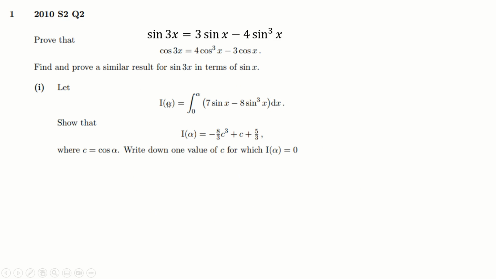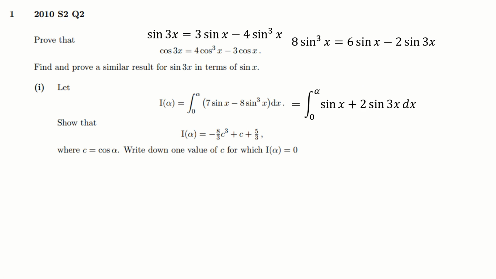Anyway, let the integral I of alpha be this, where alpha is just where it's integrating up to. Show that it's this. Okay, well, we just showed that 4 sine cubed, if we do a bit of rearranging, is going to be this. We can double everything as well to just put it straight into here. 7 sine x minus 6 sine x is just sine x, so we're going to do minus 2 sine 3x, which will be plus 2 sine 3x. Integrating this is super easy. Sine integrates to minus cos, and sine 3x integrates to a third of minus cos 3x, which will become 2/3 because of this 2 here.